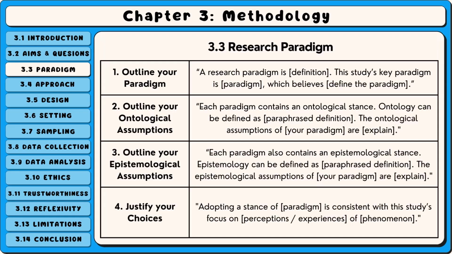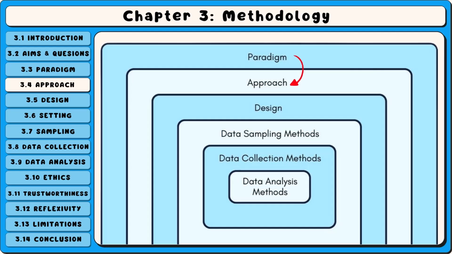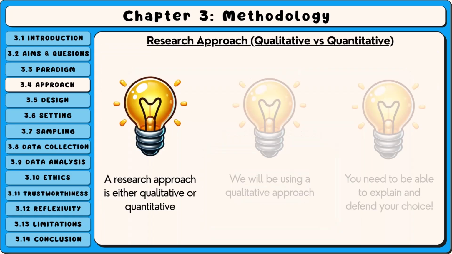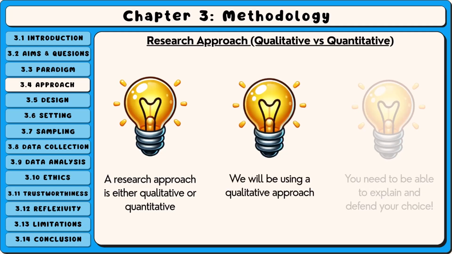That brings us to the end of section 3.3, the research paradigm. In this section, you should have outlined your paradigm, outlined your ontological assumptions, outlined your epistemological assumptions, and justified your choices. Now we'll move on to section 3.4, which is your research approach. As you can see in this image, we're moving down from paradigm to approach, where the approach is situated within the paradigm. A research approach is either qualitative or quantitative, and we will of course be using a qualitative approach.